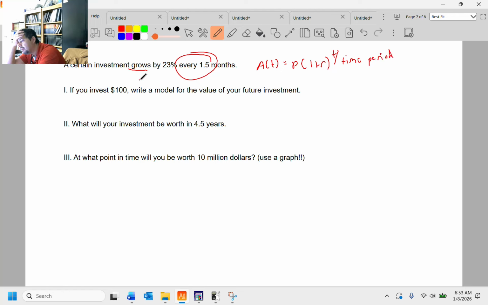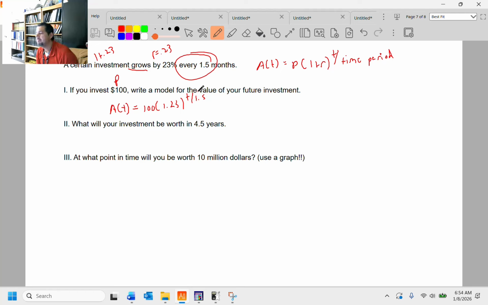So when I write a model for this one, this is still my principal. This is r, and she's 0.23. The only thing I really have to change is the exponent. So the principal here is $100. Think about what 1 plus 0.23 is real quick. 1.23. And I'm going to put t over 1.5, because this happens every month and a half. The every is a direct indicator to a slash and a divisor symbol.